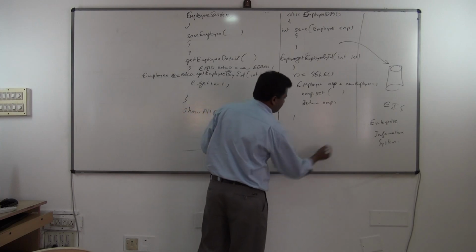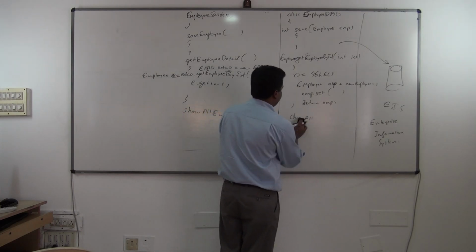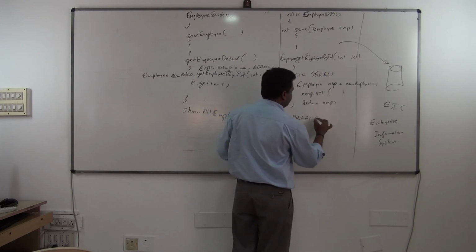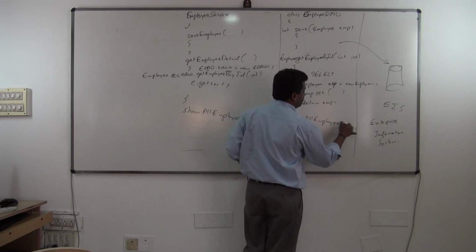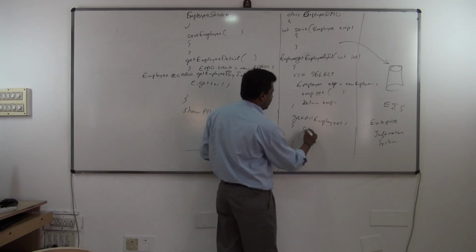So you'll write your own method. What will you write? Show all employees or get all employees. Your own method name you give. All details you want now. Understood? So what will I do? Select star.